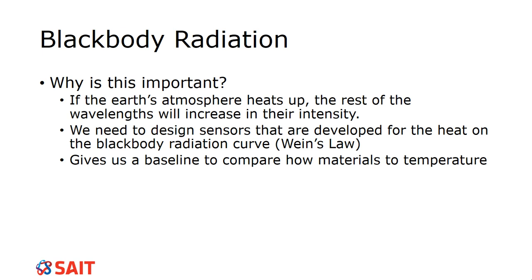So why is this important? If the Earth's atmosphere heats up, the rest of the wavelengths will increase in their intensity. So that's the first one. We need to design sensors that are developed for the heat on the blackbody radiation curve, which is Wien's law. So all of our sensors are all based around Wien's law. So that curve graph, we have to go, okay, so I know that I'm measuring the Earth's surface, and the Earth's surface is this temperature on average.